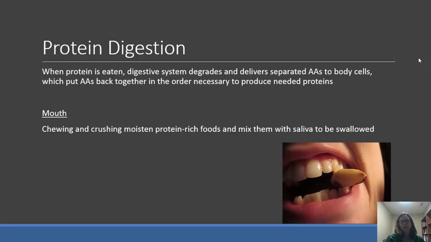So in our mouth, just like our other macronutrients, we don't really have too much meaningful digestion. The main function of our mouth in digestion is to chew and crush and moisten these protein-rich foods, mixing them with saliva so that they can be swallowed.